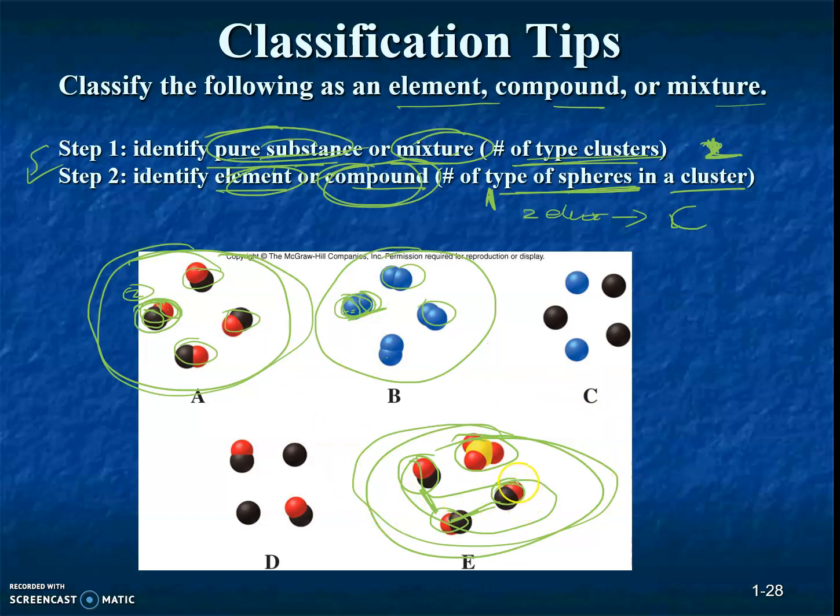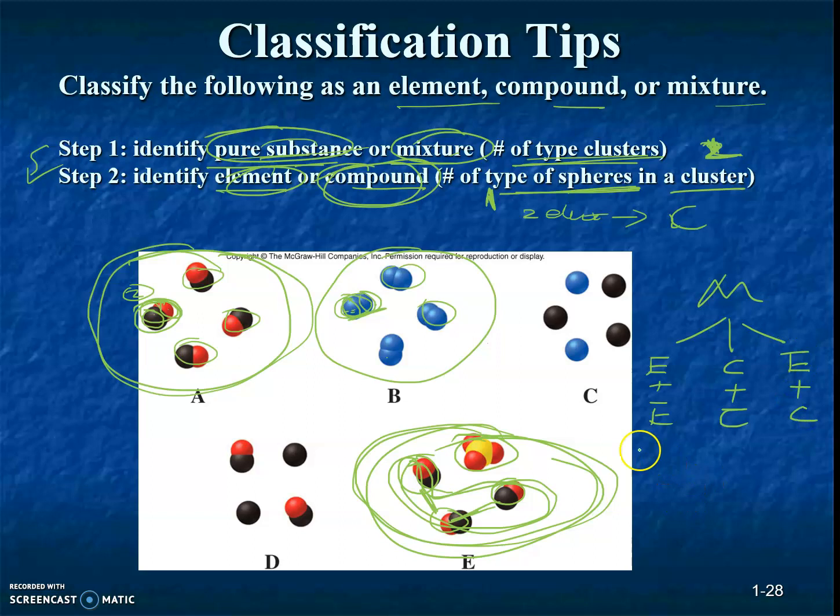If I have a mixture, I can also further classify it: a mixture of 2 elements, a mixture of 2 compounds, or a mixture of a compound and an element. Okay, look at this one. I know I'm a mixture, right? But under mixture, I can be 2 elements, I can be 2 compounds, I can be an element and a compound. So then I can look at each cluster.